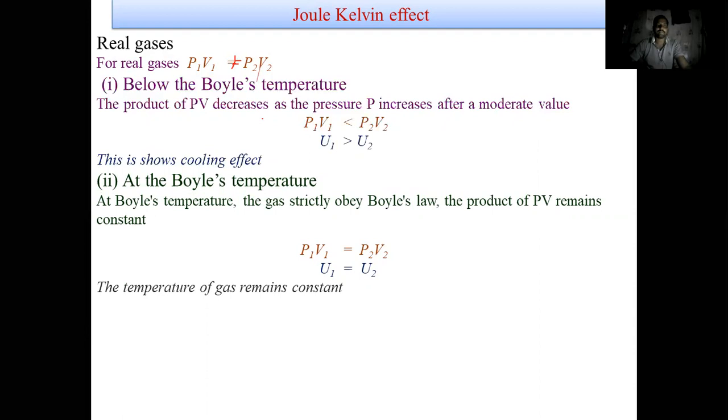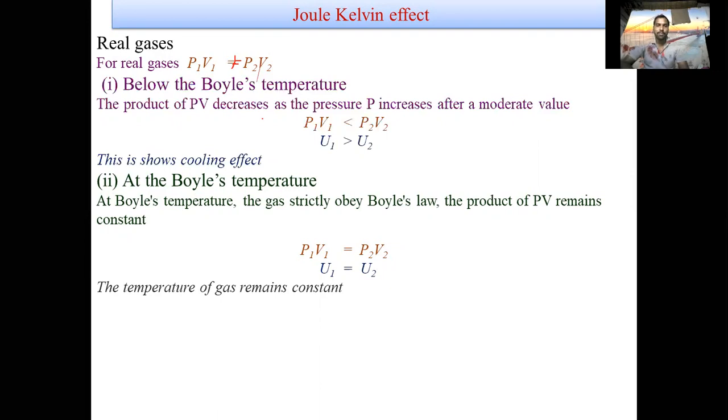At Boyle's law, Boyle's temperature, the gas strictly obeys Boyle's law, the product PV remains constant. At the Boyle's temperature, the real gases obey Boyle's law. That's why PV is equal to a constant.